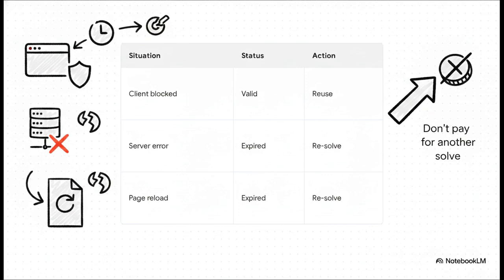But if the server actually kicks back a validation error, that token was likely consumed by the backend check. It's expired. You've got to resolve. And if the page does a full reload on an error, bam, that's a brand new page context. Your old token is toast. You must re-extract the details and resolve.